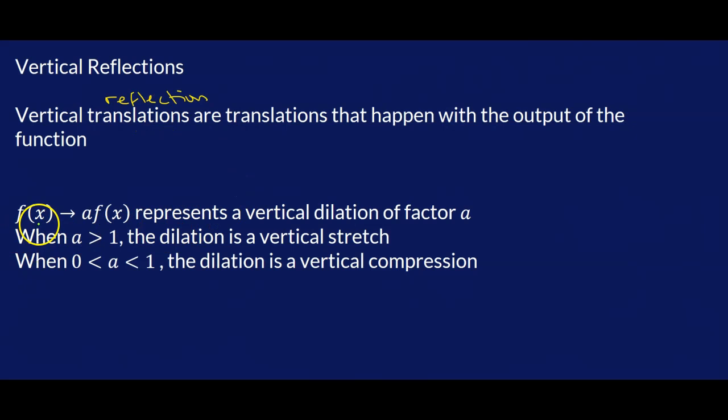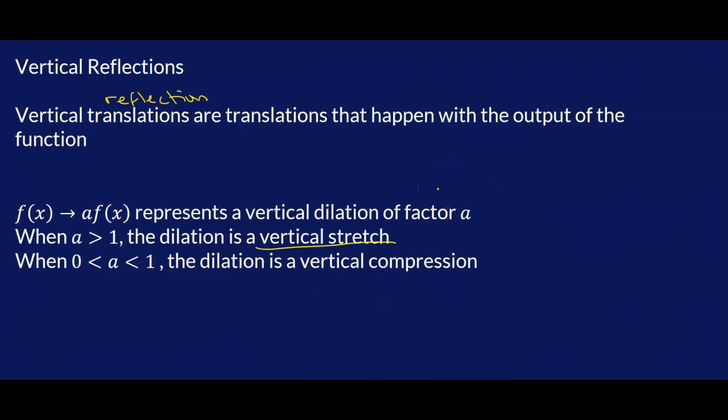So if you have f of x being transformed to a f of x, it represents a vertical dilation with a factor of a. So if a is greater than 1, you're going to have a vertical stretch. But if a is between 0 and 1, which simply means that a is less than 1 here, we're going to have a vertical compression.